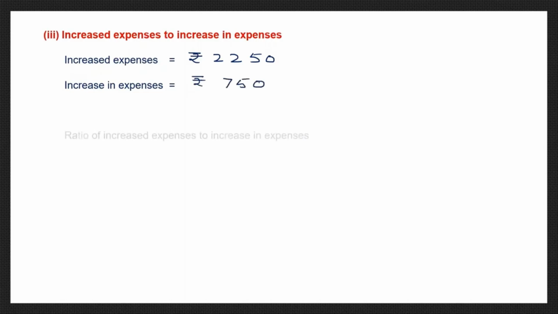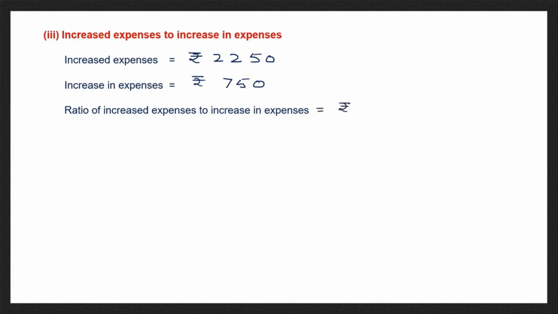Question 3. This time you must find the ratio of the increased expenses to the increase in expenses. So what are the increased expenses? How much did expenses increase to? 2,250. Then how much was the increase from the original to this one? It increased by 750 rupees. Now I need to find the ratio of the increased expenses to the increase in expenses. So increased is 2,250 and increase is 750.